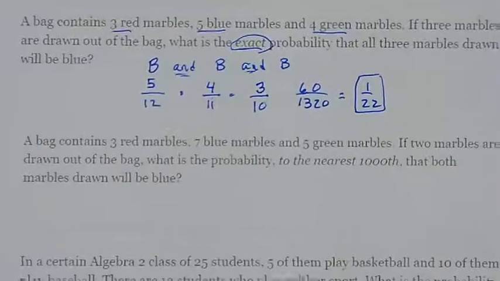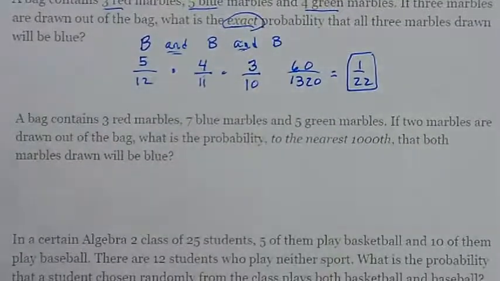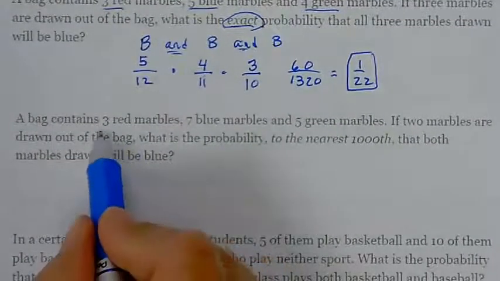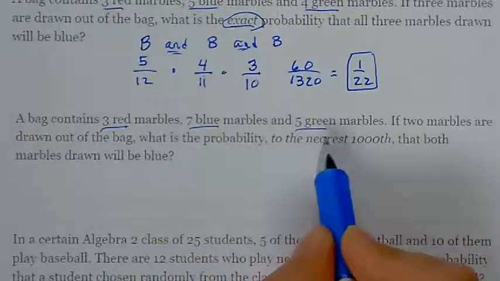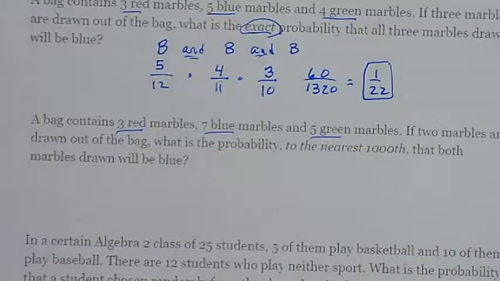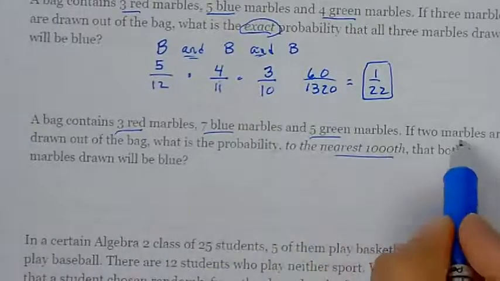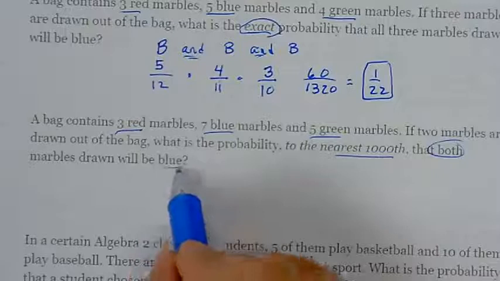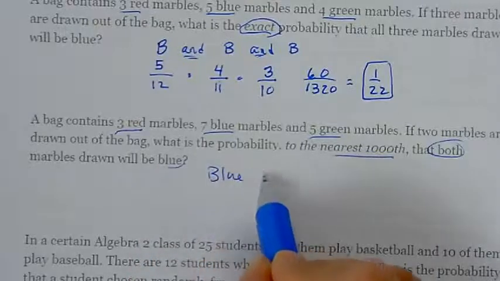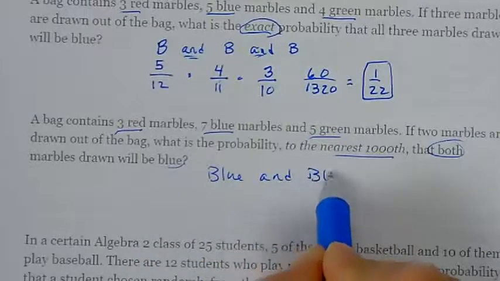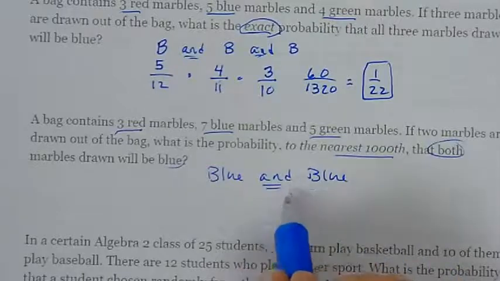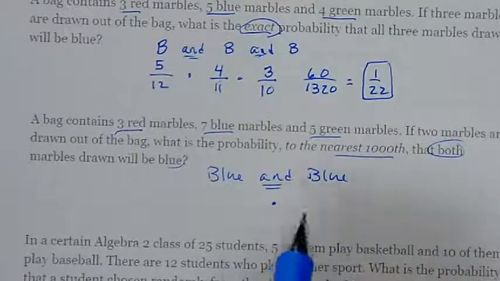Okay, let's look at the next one. It says you get 3 red, 7 blue, 5 green. If 2 marbles are drawn out of the bag, what's the probability? So this time I'm going to round that both. So I want to get, again, blue and blue. And when I have an and, I'm going to multiply.